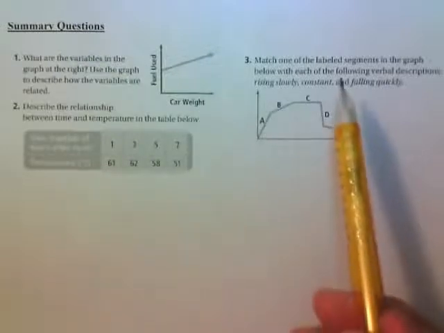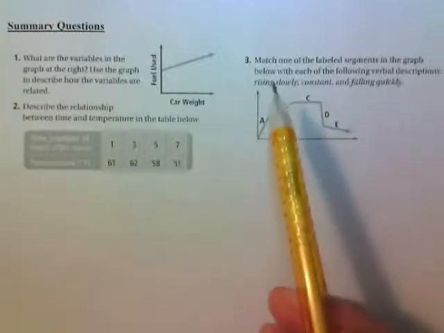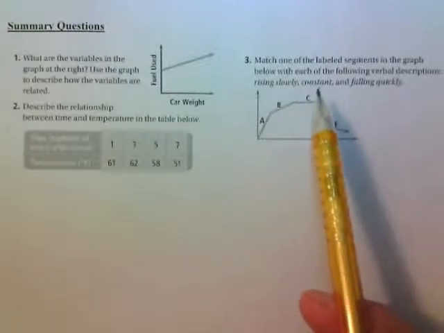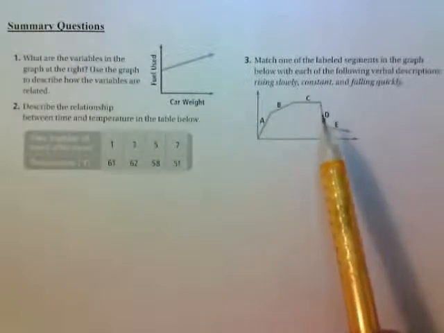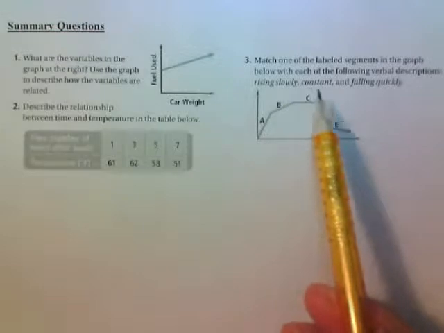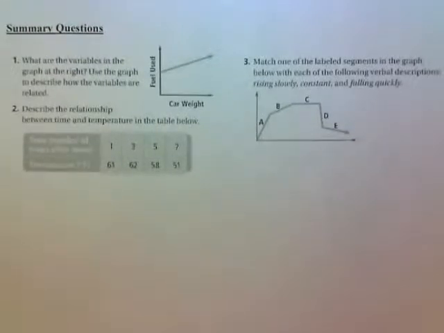And then 3, match one of the labeled segments in the graph below with each of the following verbal descriptions. You've got rising slowly, constant, and falling quickly. So you want to know which one of these matches each of these descriptions. And that concludes Learning Target 1 in Relations and Functions, the Prerequisites.